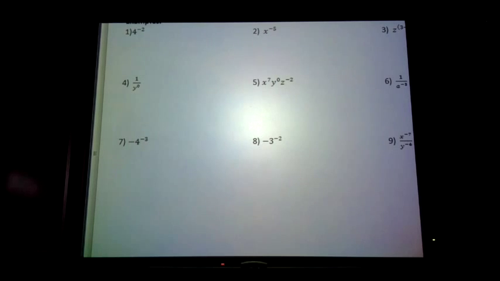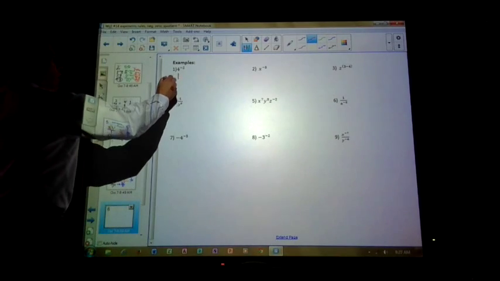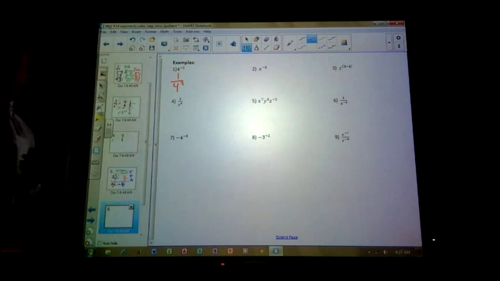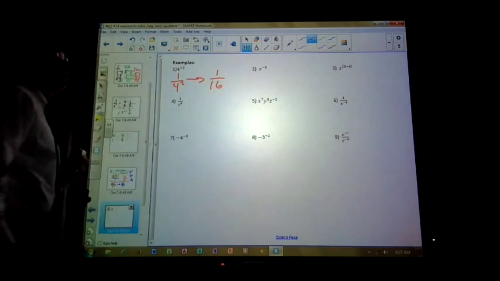All right, ready? Steve, coming to you first. 4 to the negative 2. What do you think? 1 over 4 to the second. I love it. So 1 over 4 to the second power. And what do you feel that 4 squared would be? What is 4 to the second power? Which is? Almost. 16? Okay.